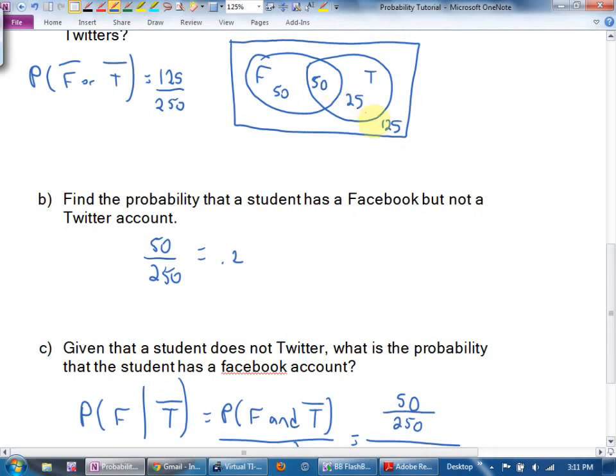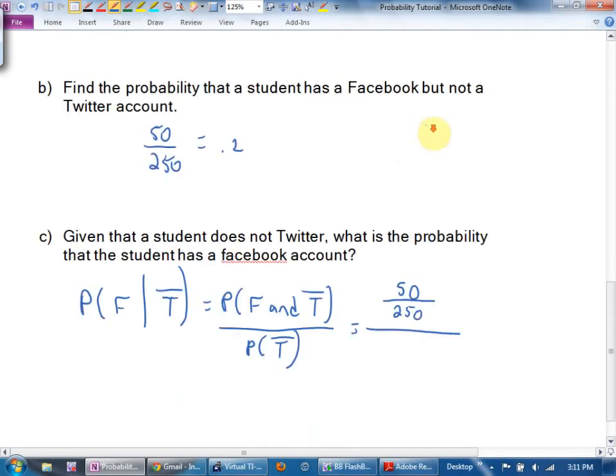It is, yeah, 250 minus 75, or you can go that and that. But those are not Twitter, right? So 175 over 250.